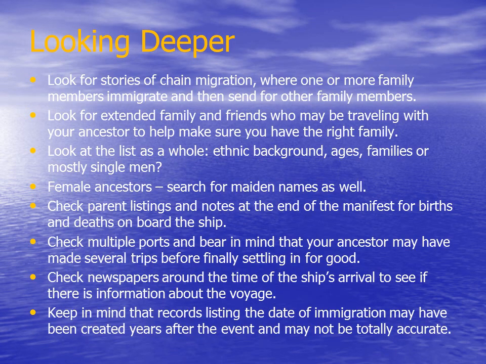There are other things you'll need to watch for when you search immigration records as well. You'll want to look for stories of a chain migration, where one or more family members migrated and then sent for other family members. Look for extended family and friends who may be traveling with your ancestor to help make sure you have the right family. Look at the list as a whole. What is the ethnic background of not only your person, but other passengers? What are their ages? Are they families? Are they mostly single men?